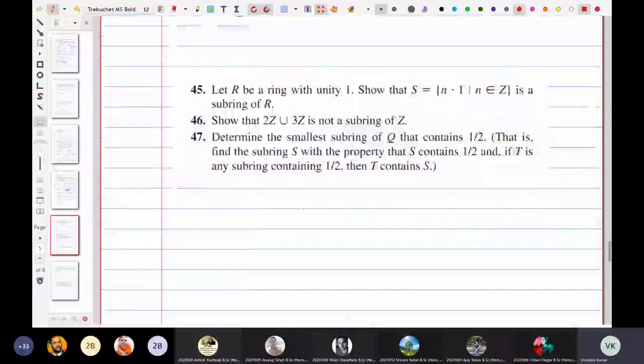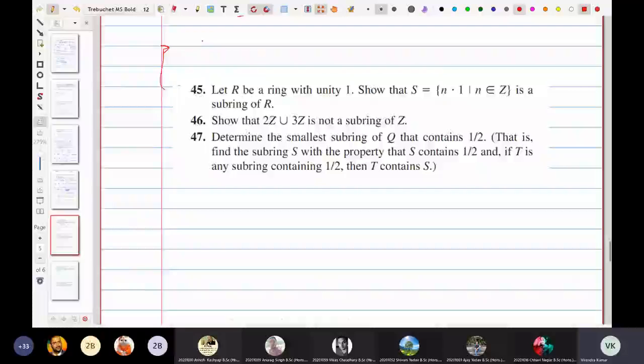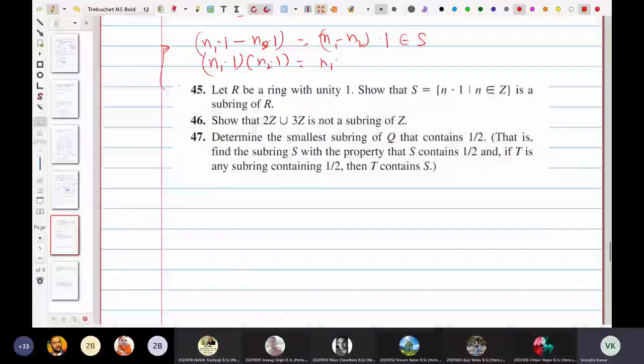Next, question number 45. Let R be a ring with unity 1, then show that S, the set of n times 1, is a subring. I think you can do this. You need to verify that n1 times 1 minus n2 times 1 equals (n1 minus n2) times 1. Because the difference of two integers is an integer, this belongs to S. Similarly, n1 times 1 and n2 times 1 give n1 n2 times 1. This also belongs to S because the product of two integers is again an integer.